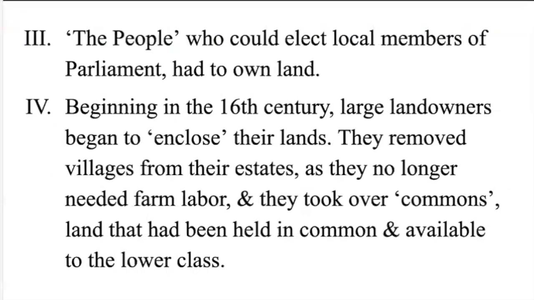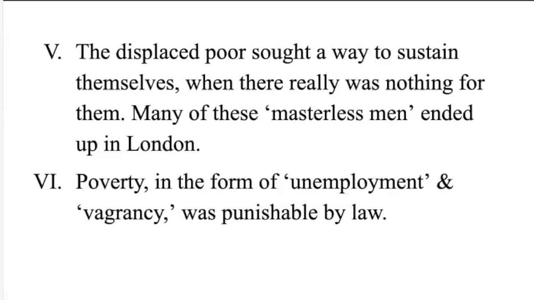The people who could elect local members of Parliament had to own land. Beginning in the 16th century, large landowners began to enclose their lands. They removed villages from their estates as they no longer needed farm labor, and they took over commons, land that had been held in common and available to the lower class. The displaced poor sought a way to sustain themselves when there really was nothing for them. Many of these masterless men ended up in London. Poverty, in the form of unemployment and vagrancy, was punishable by law.